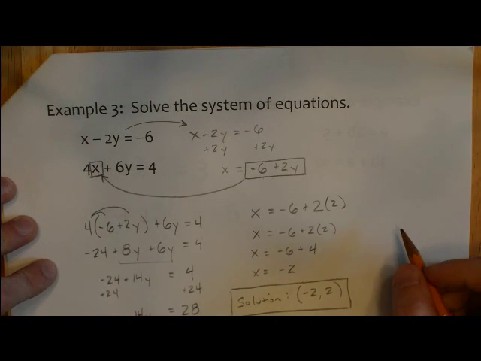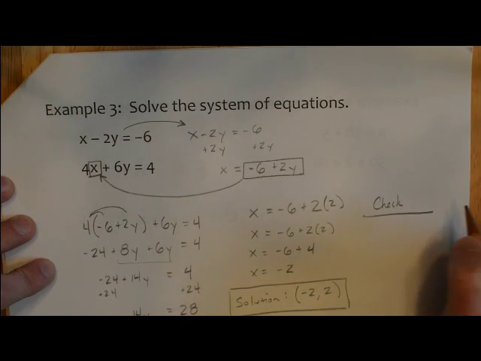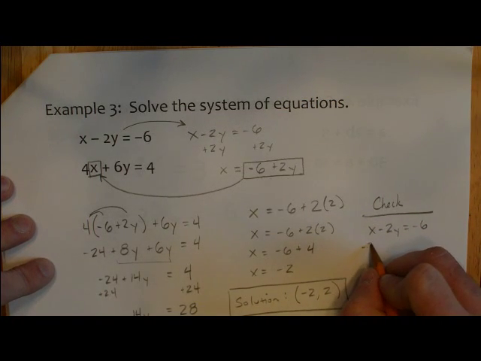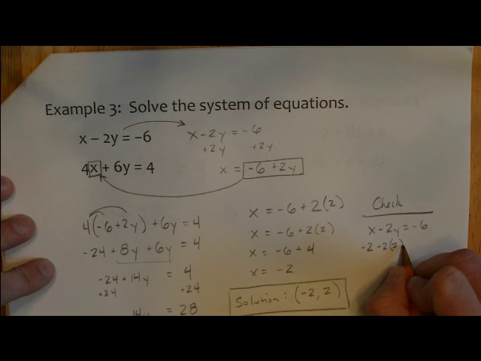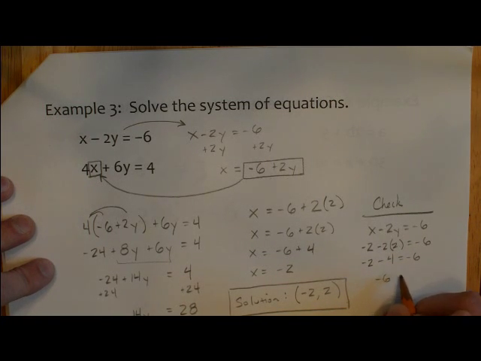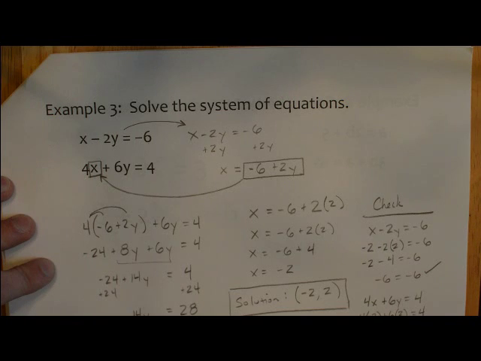But I want to check that and make sure that it works in both. So that first equation, x minus 2y equals negative 6. Our solution says that x is negative 2 and y is positive 2. So we have negative 2 minus 4 equals negative 6. That works out to negative 6, which is equal to negative 6. It worked. Take a look at that other equation, 4x plus 6y equals 4. And replace x with negative 2, replace y with 2, and see if it works. So 4 times negative 2, that's negative 8, plus we've got 12 is equal to 4. Negative 8 plus 12 is 4, and that is equal to 4.